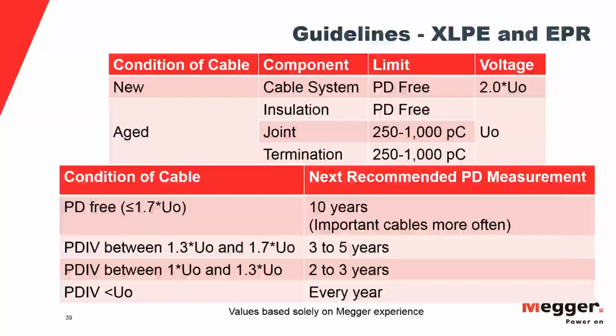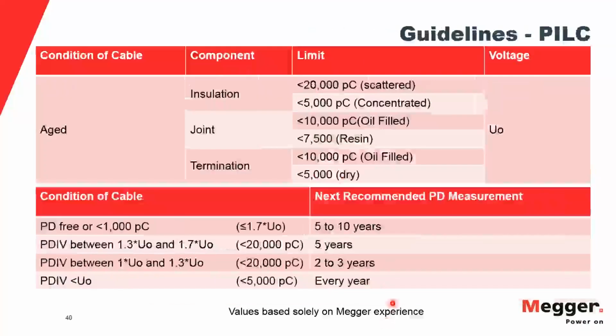And we can go through the chart here. If we find joints with up to 10,000 picocoulombs for an oil filled, or 7,500 for a resin type joint, and very similarly for terminations as well, that's where we would consider a critical level. And you can see, very similar to the extruded cables, as the partial discharge inception voltage gets lower and lower, our test time gets more and more frequent.